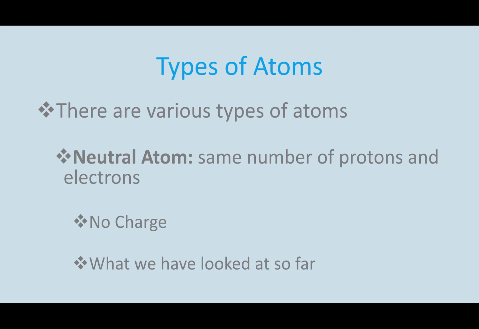If you think of the Bohr-Rutherford diagrams that we've drawn previously for each element or each atom, those are representing neutral atoms because the number of protons and the number of electrons equal each other.